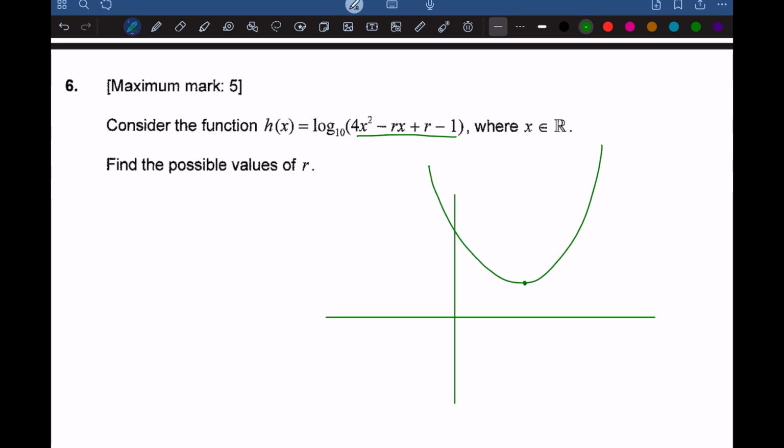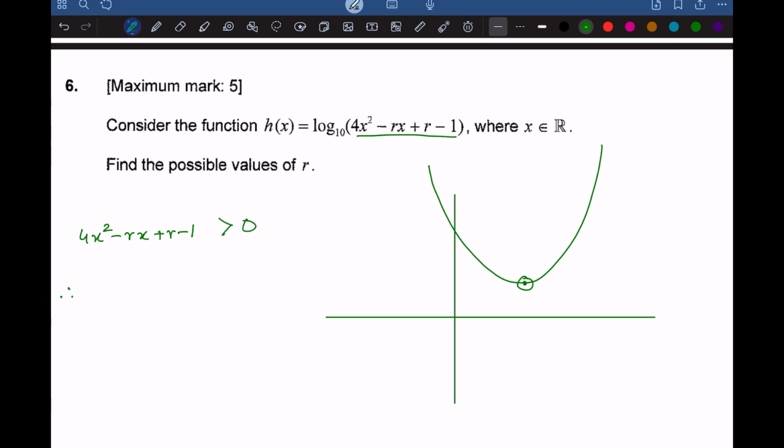It should not cut the x-axis, and the minimum point of the vertex should be above the x-axis. Because if it cuts the x-axis, it will become negative. If it just touches the x-axis at a point, then log base 10 of 0 is again undefined. So this has to be greater than 0. So 4x squared minus rx plus r minus 1 has to be greater than 0.